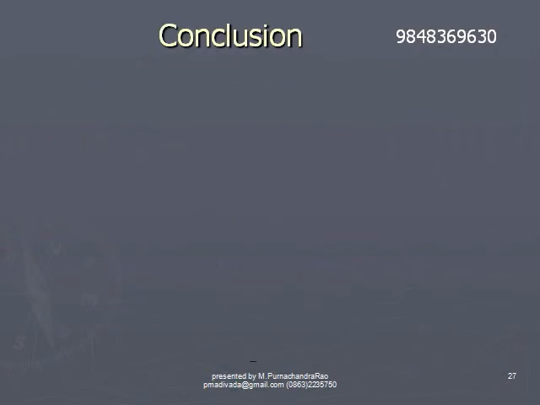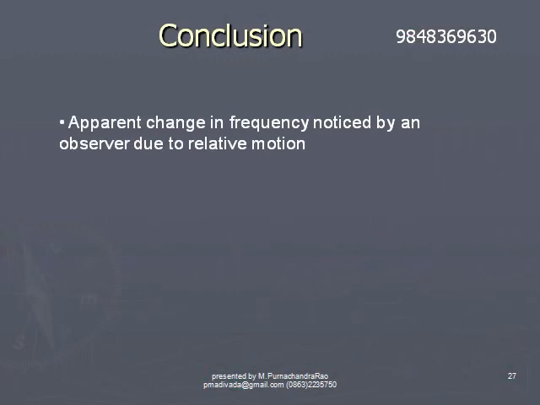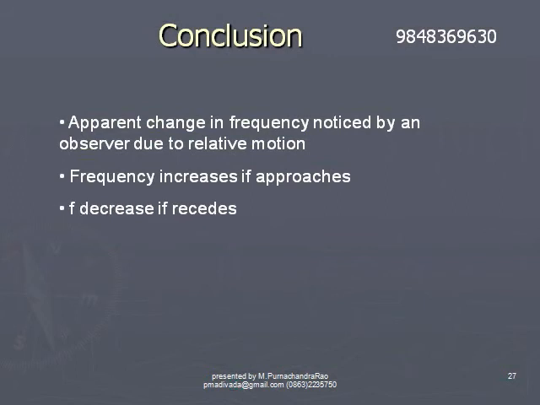Summary of this class. The apparent change in frequency noticed by the observer due to the relative motion between the source and the observer is known as Doppler effect. The frequency increases if either the source approaches or the observer approaches. The apparent frequency is less if the source recedes or the observer recedes.